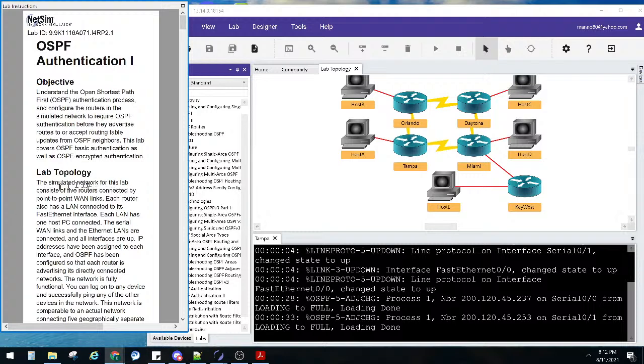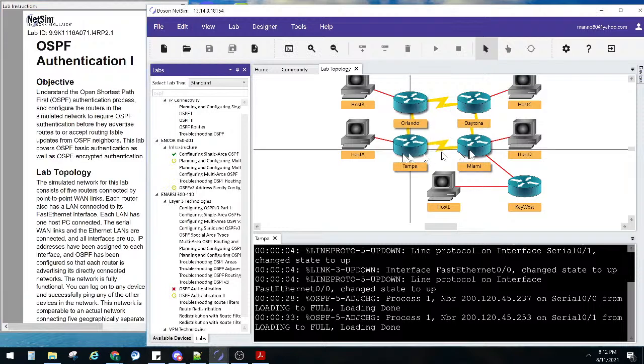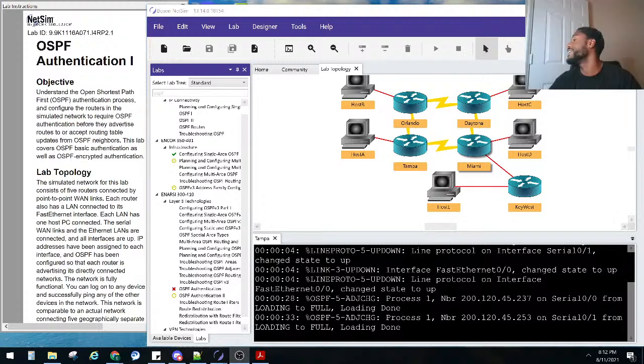This simulated network for this lab consists of 5 routers, which is right here: Orlando, Daytona, Tampa, and Miami. And then we also got Key West over here. So, I guess y'all can't see me, can y'all? Why y'all say nothing, man? I was trying to show my ugly face here, right?